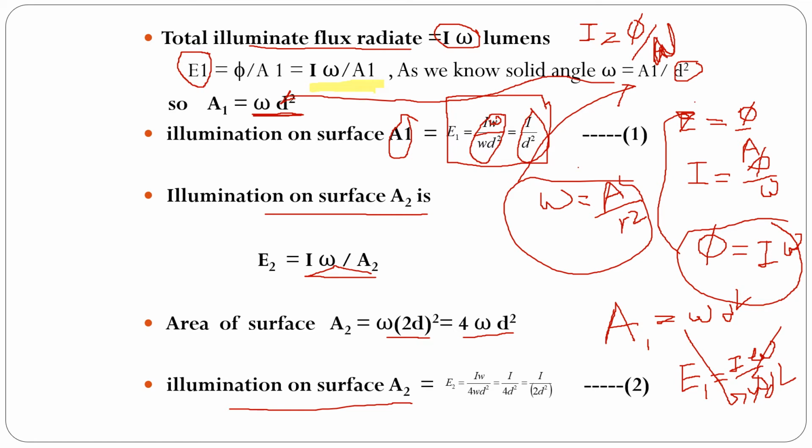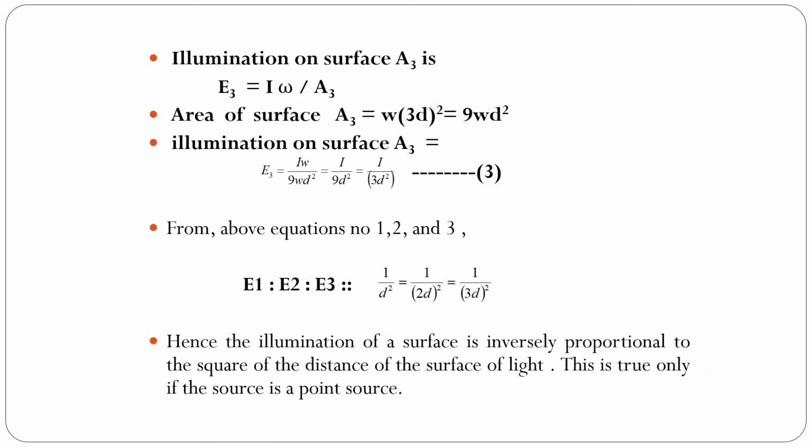Now for the illumination on the surface A2, in the same way, I omega by A2. Here A2 is equal to omega into 2d square. Why? Because the distance from the point source to that particular area A2 is 2d. So instead of d I am putting 2d. So 2d square gives 4d square. Similarly, I get I upon 4d square. Now going further, for A3, I will get I upon 9d square.